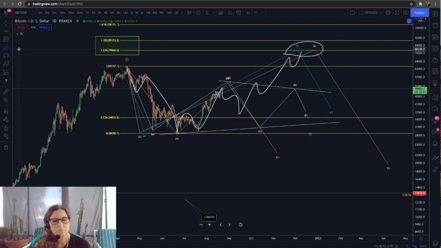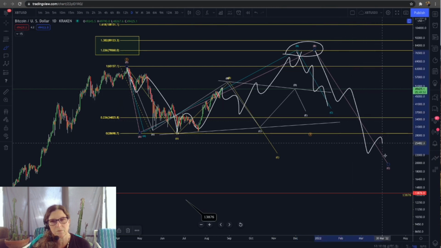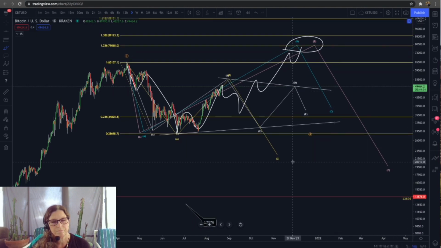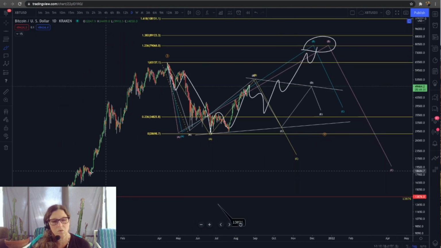Then, if it's a running flat, you're going to have 5 waves that truncates and protects this low. If you're going to have an expanding flat, you're going to have 5 waves that come deeper. The expanding flat is the one that can come very deep. The one that in my previous video I showed how deep it can come, where we can get all the way down to this support.